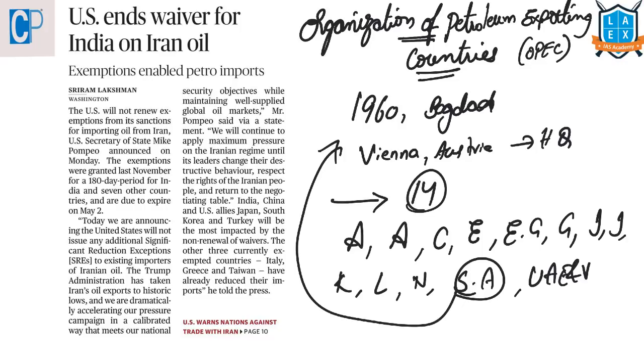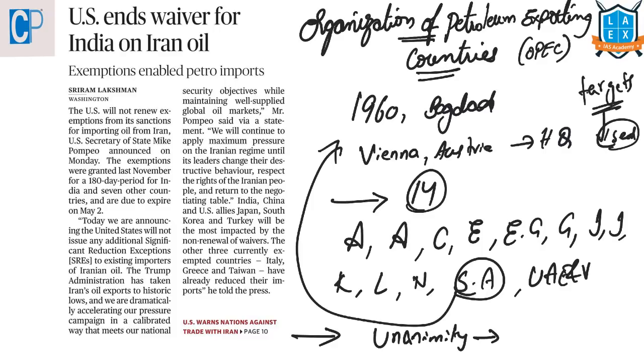These are the 14 member countries of this organization, and it functions on the principle of unanimity. That is, each member will have one vote. What does this OPEC do? It will set production targets, how much oil has to be produced by its member nations. And when these production targets are reduced, oil supply will be reduced, so that oil prices will increase.